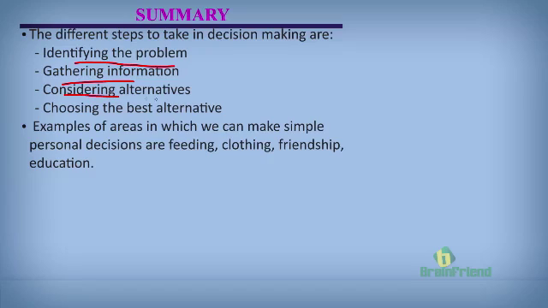We said you consider the alternatives. And what were the alternatives we looked at? We said the wardrobe. Either he will go for a wardrobe or a drawer or a shelf. Then you choose the best alternative, and you finally choose a drawer because it's cheaper to get. Then there are different areas by which we make personal decisions. Feeding, clothing, friendship, and so on are areas where we make our own personal decisions.